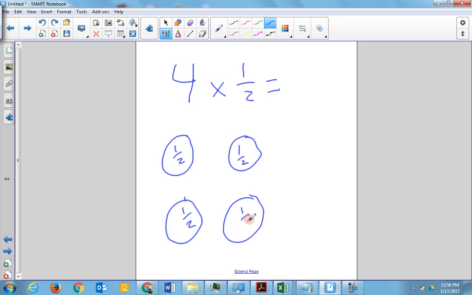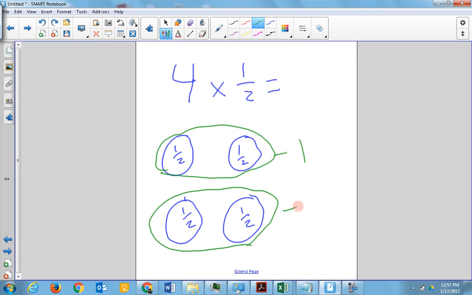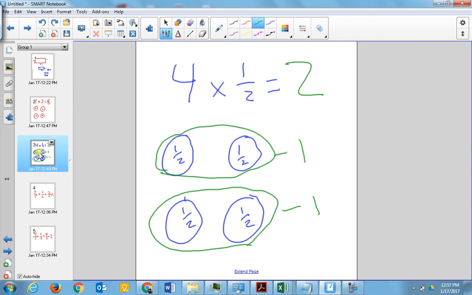All right, so 1/2. And how I looked at it, these halves make 1 whole. Yep, I agree. And these halves make a whole, and I'll end up with 2 wholes. Correct. Which is less than what I started with.